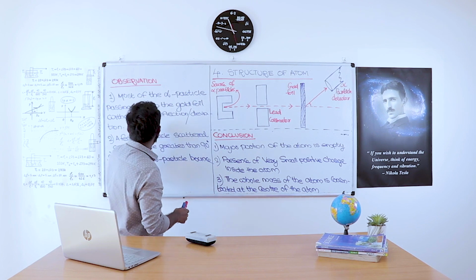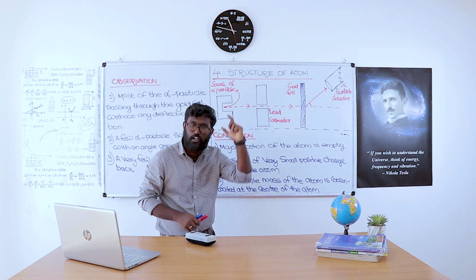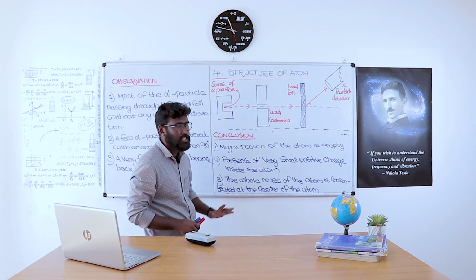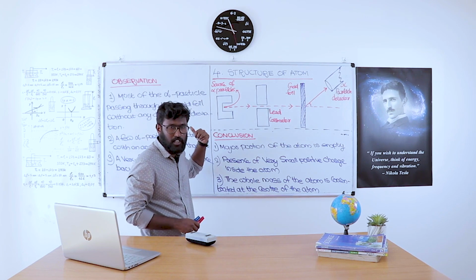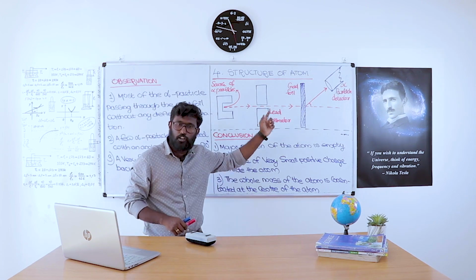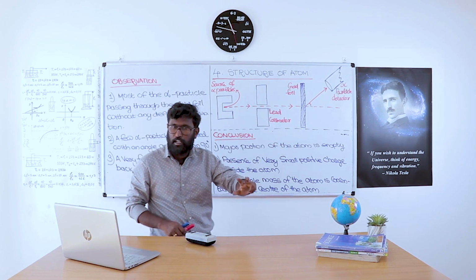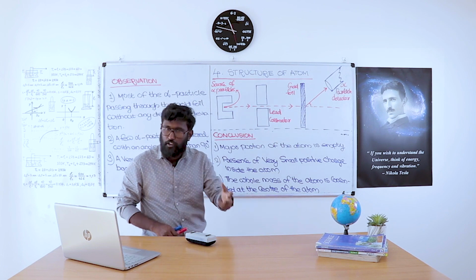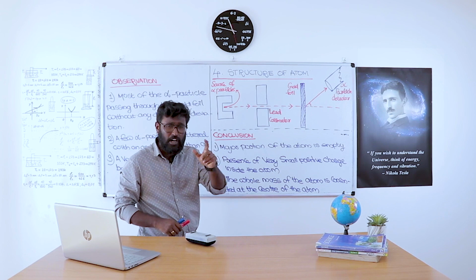So these are the observations and conclusions regarding the Rutherford scattering experiment, or otherwise called the gold foil experiment, or the alpha particle scattering experiment. In this experiment, the major observations made are that most of the alpha particles pass through the gold foil without any deviation or deflection, a few alpha particles deviated at an angle greater than 90 degrees, and a very few alpha particles bounced back. That means they deflected at an angle of 180 degrees.